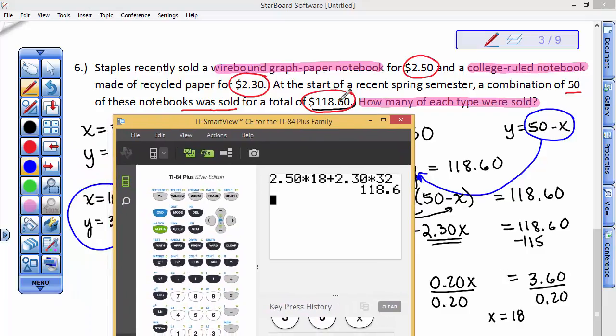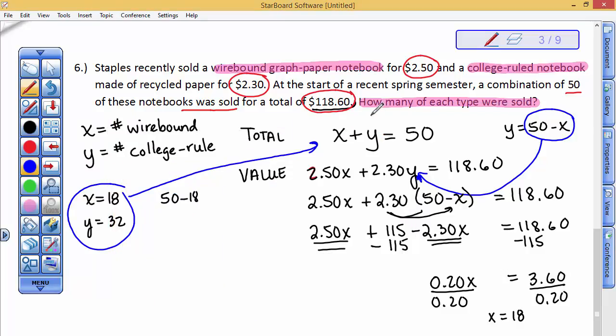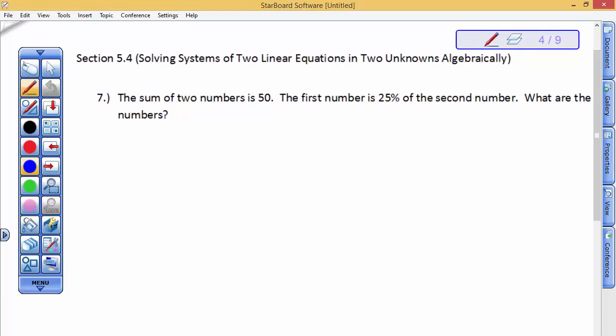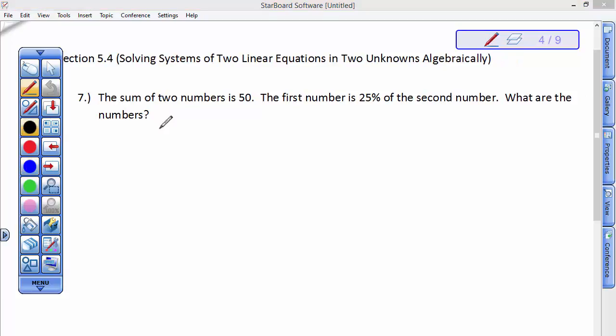Let's go ahead and set up the next problem. So the sum of two numbers is 50. Well, that's pretty simple. X plus Y is 50. I hope I said 50 just now. The first number, that's X, equals 25% of the second number. The second number is the letter Y. The first number is 25% of the second.